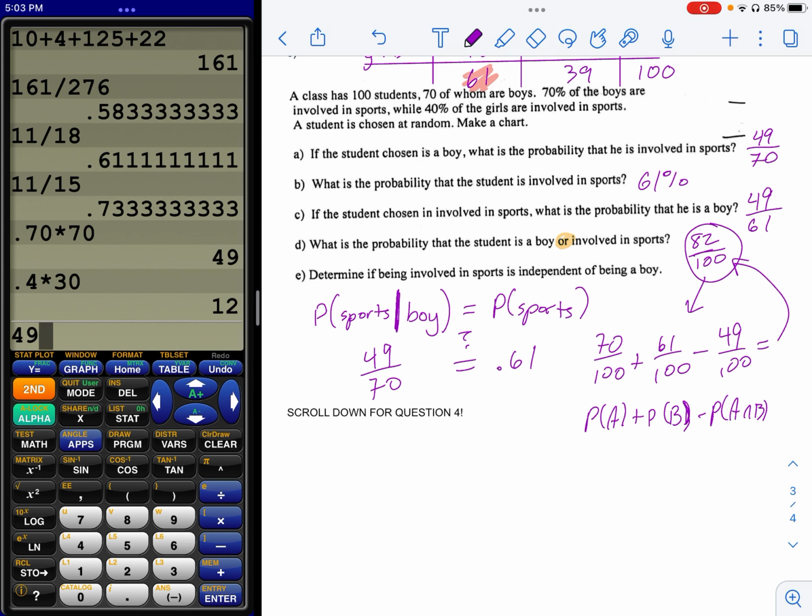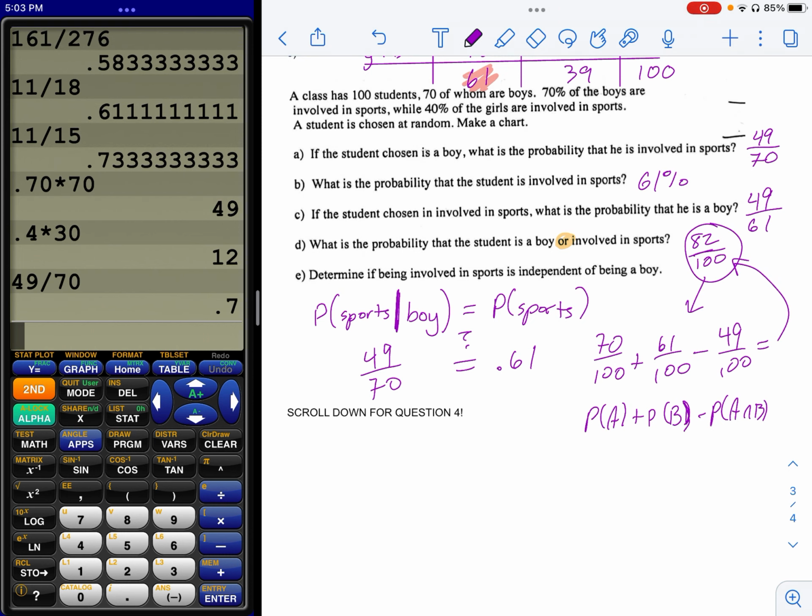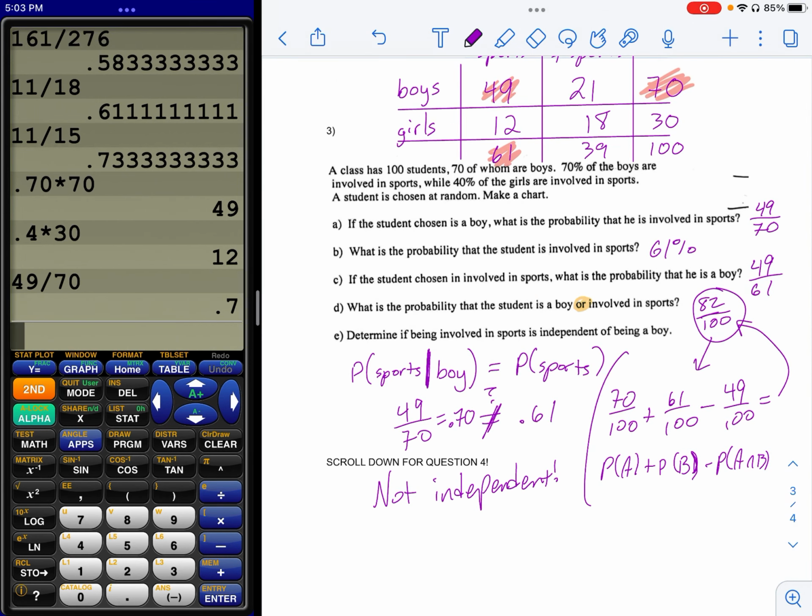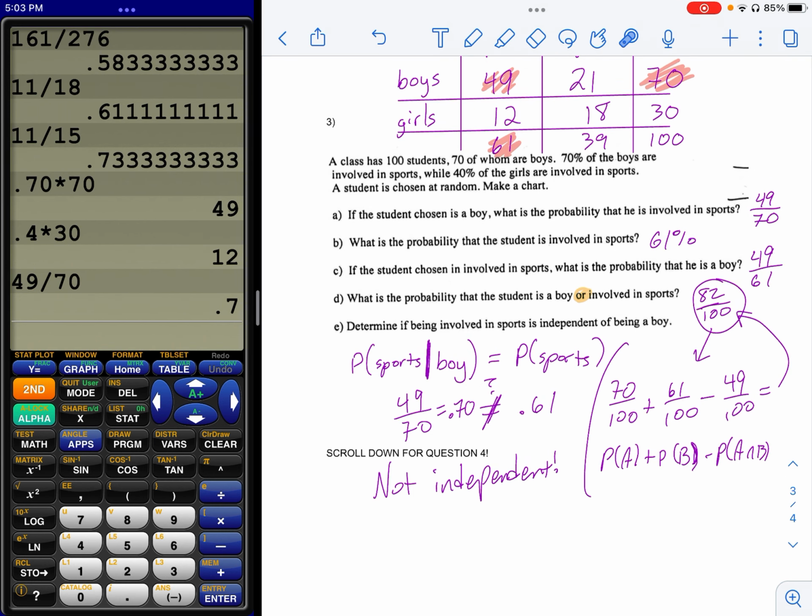I suppose I should divide to find out. Ooh, it's close, 0.70, but that is not equal. So they are not independent. Another way to say that is like the proportion of girls that play sports is not the same as the proportion of boys that play sports. So they're not independent.